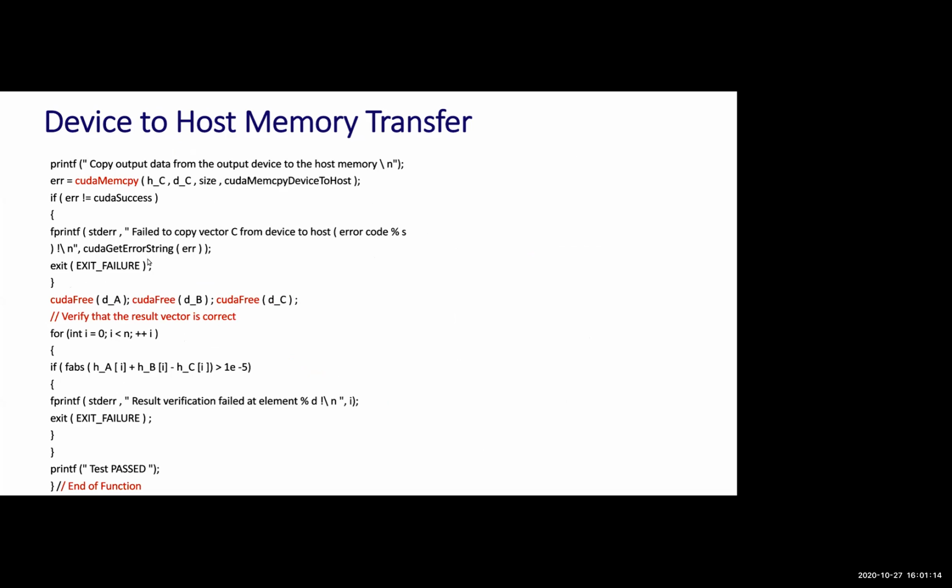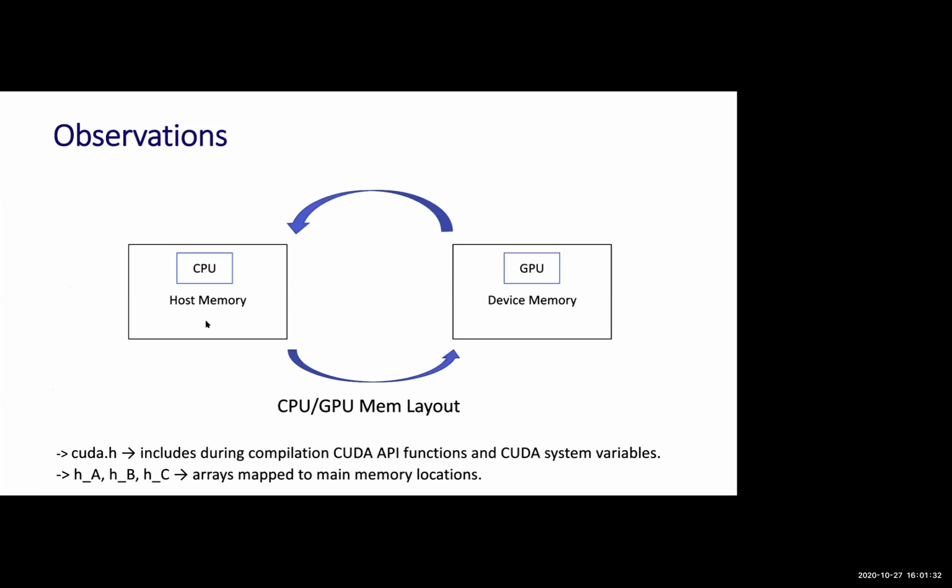After that you will free the memory which you have allocated on the device, and you will test whether the computed result is correct or not. So this is basically the basic CUDA program. The CPU transfers the data to the GPU, the GPU does the operation, the result is in the GPU, and the GPU transfers the result back to the CPU with the function.